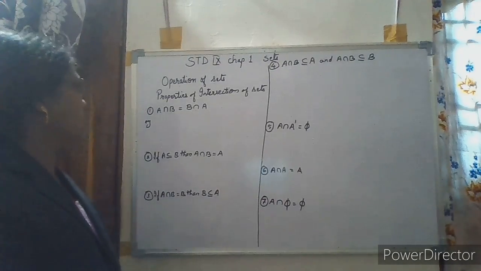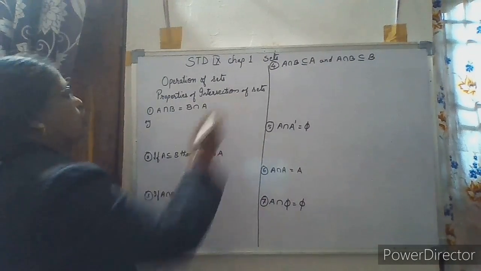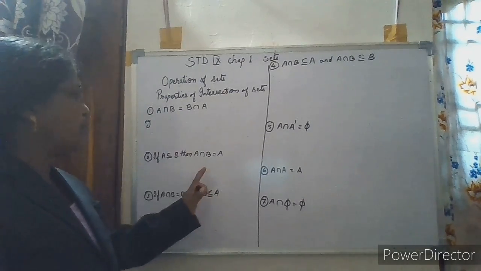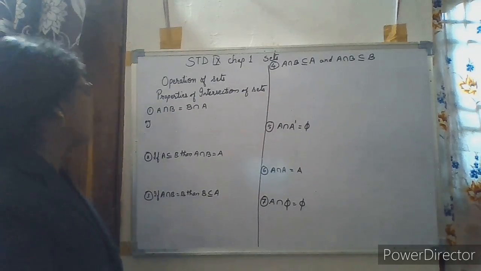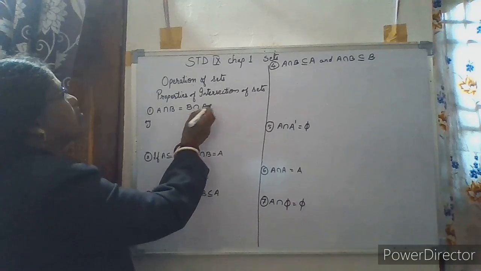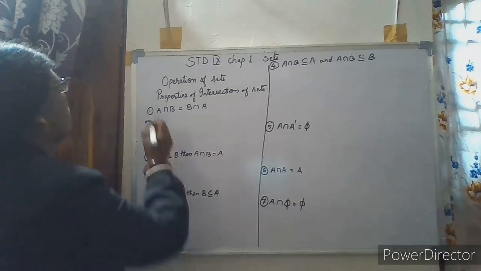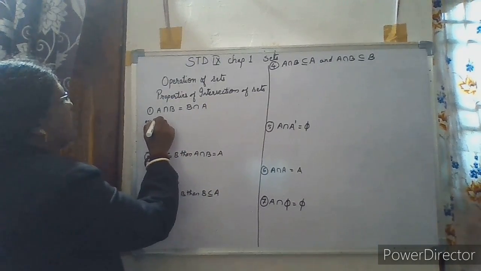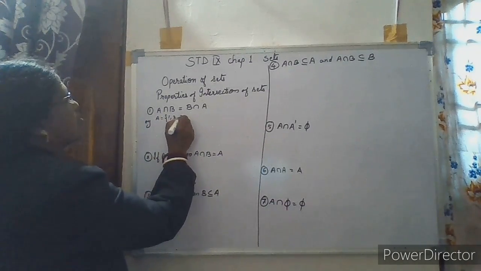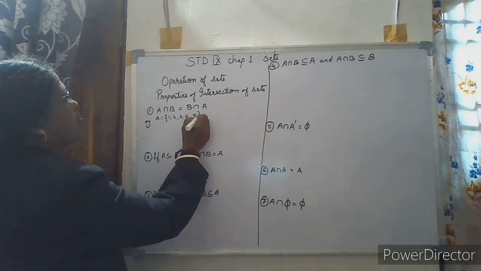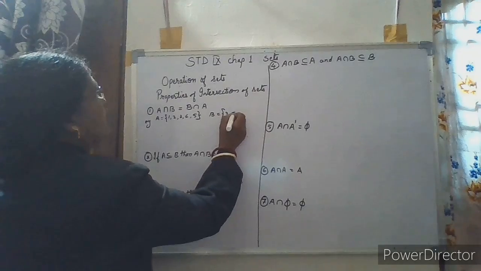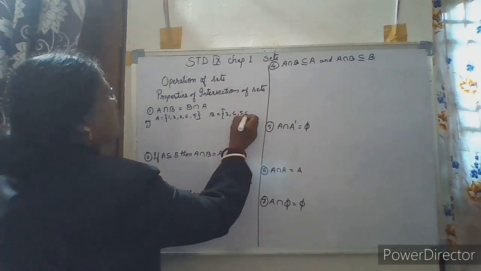Now let us learn properties of intersection of sets. There are 7 properties. I'll explain with the examples, then you'll understand it better. Now, A intersection B is equal to B intersection A. So, if I take an example, set A as, set B is equal to, suppose, 3, 4, 6, 7.